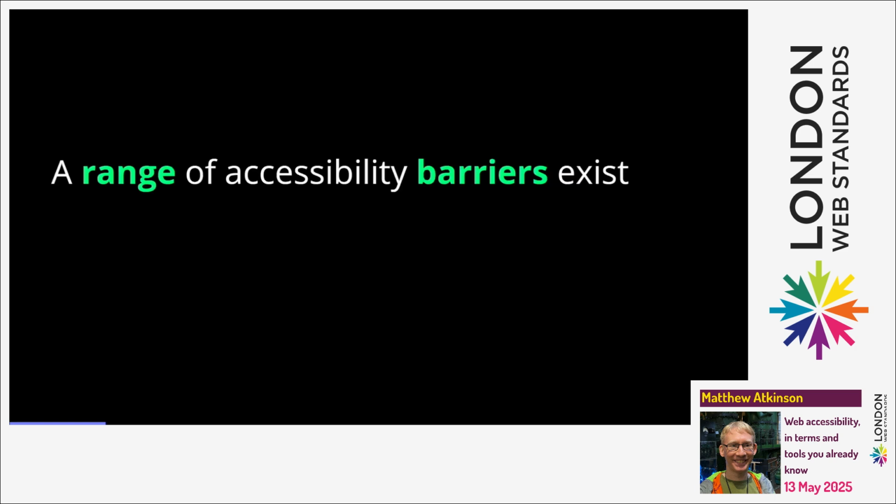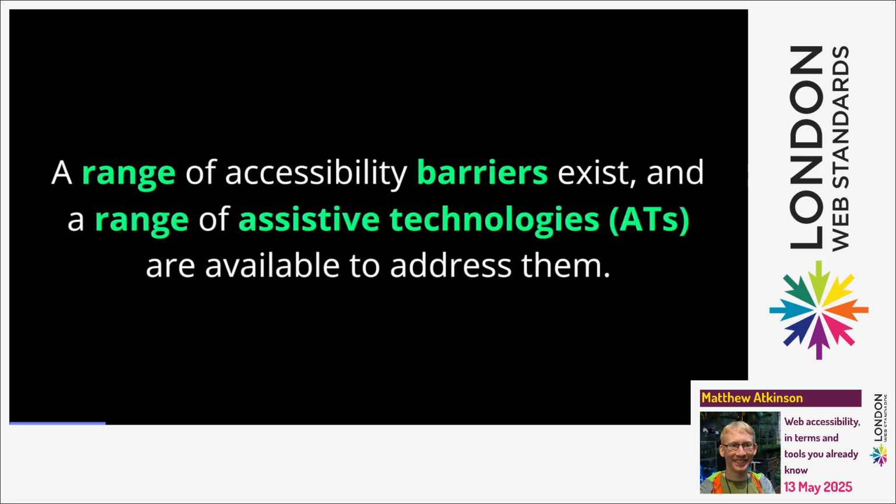Before we go on to that, just a couple of really important things. A range of accessibility barriers exist. It's really important to bear that in mind. And also a range of assistive technologies exist to address them. You will see me using one of them during this talk. It's called the manual zoom. When I get to the live coding, you'll see me do the manual zoom.